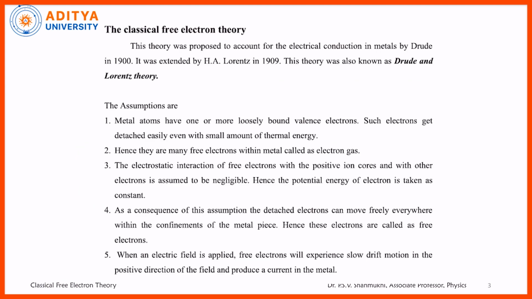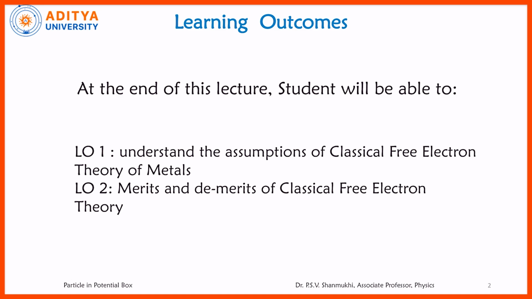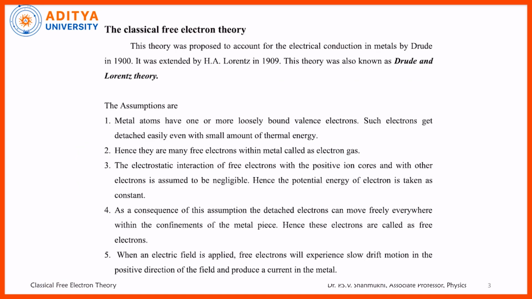Coming to the classical free electron theory, to explain the properties of metals, Lorentz and Drude proposed the classical free electron theory. That's why this is also called the Lorentz-Drude theory. According to this theory, there are some assumptions.